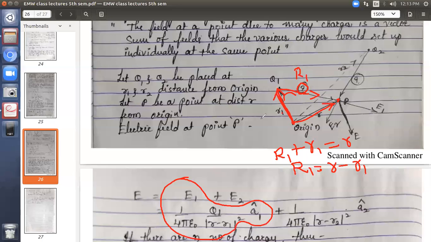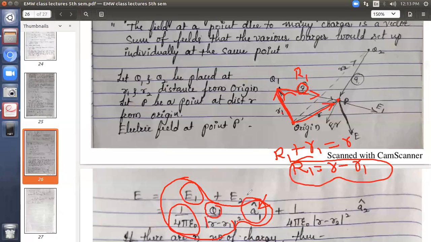Okay. So what is the field value? E1 is equal to 1 by 4 pi epsilon naught, charge value Q1 divided by the position vector squared. The position vector, just now we have found out, is r minus r1. Its magnitude squared into A1 cap. A1 cap I have considered as the unit vector. I hope you understood the first triangle. The first triangle will give you E1 because of the charge Q1.